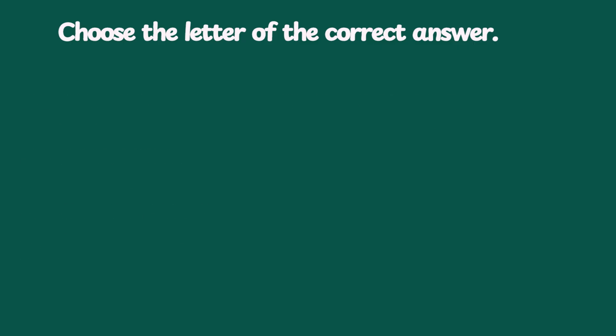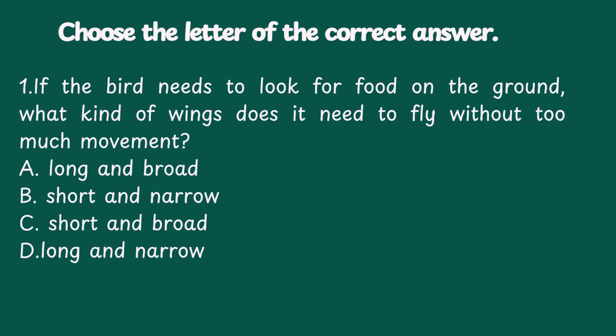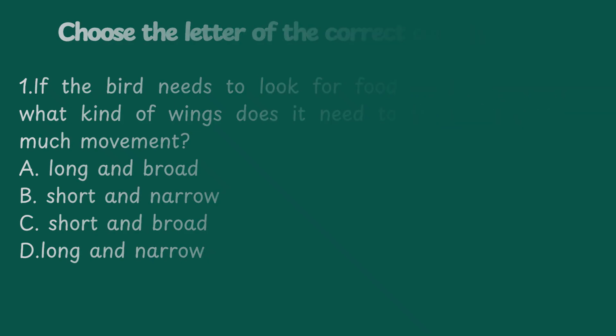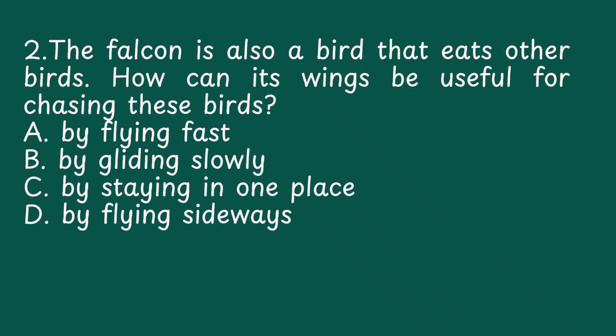Now choose the letter of the correct answer. 1. If the bird needs to look for food on the ground, what kind of wings does it need to fly without too much movement? A. Long and broad. B. Short and narrow. C. Short and broad. D. Long and narrow. 2. The falcon is also a bird that eats other birds. How can its wings be useful for chasing these birds? A. By flying fast. B. By gliding slowly. C. By staying in one place. D. By flying sideways.